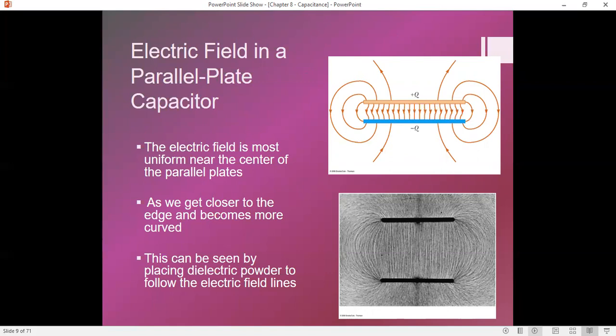Here's a real capacitor. This is done sort of ingeniously. We take a dielectric material and put positive and negative charge on each plate. You can see again the electric field is pretty good in between the plates, and then these dielectric particles begin to concentrate the field lines and follow the field lines, just like magnetic particles will do in a magnetic field. But you can see the electric field again is pretty constant in between the two plates.